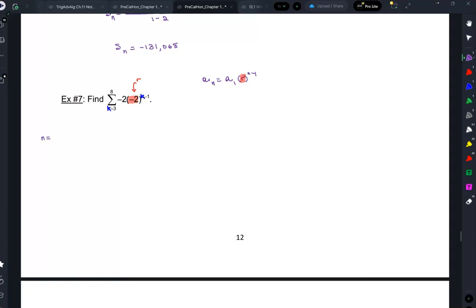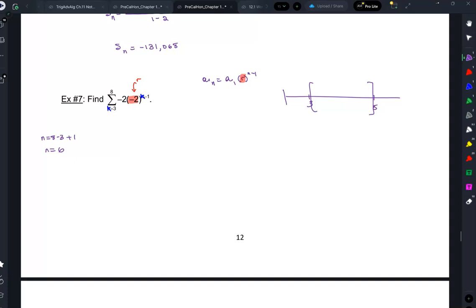Okay, so n is how many numbers in here we are summing up, right? So we have this series, and we're taking from k equals 3 to 8. This is the third number, and this is the eighth number. This is the only thing we are summing up, from the third number to the eighth number. So 3, 4, 5, 6, 7, 8. So n is going to be 8 minus 3 plus 1, 6 numbers.